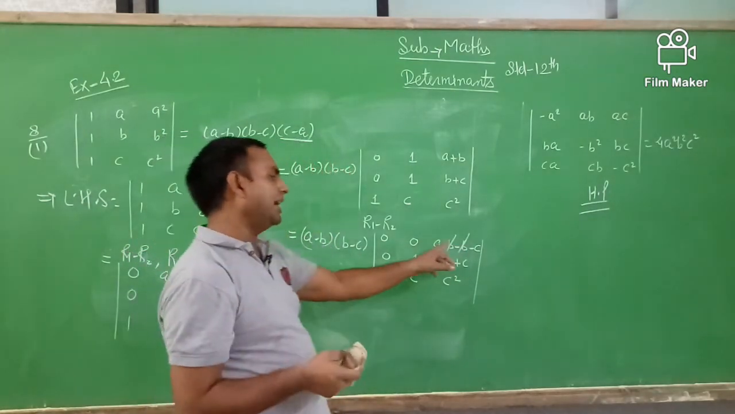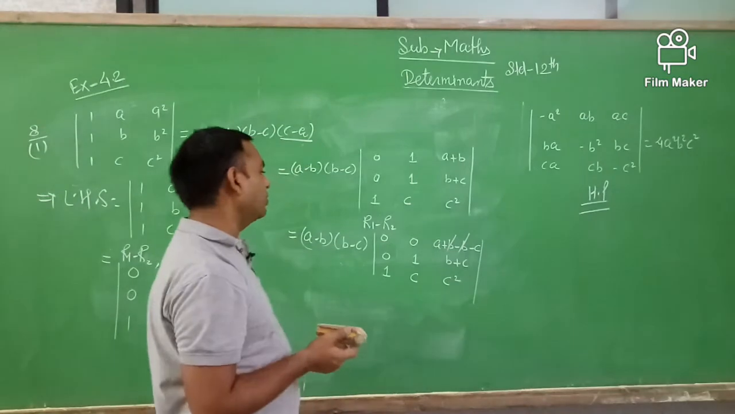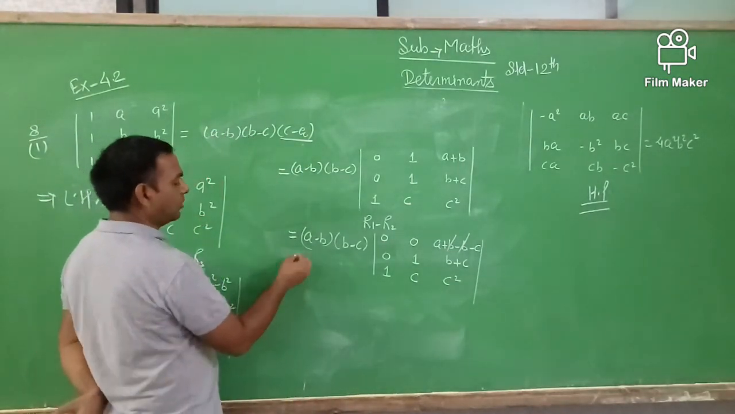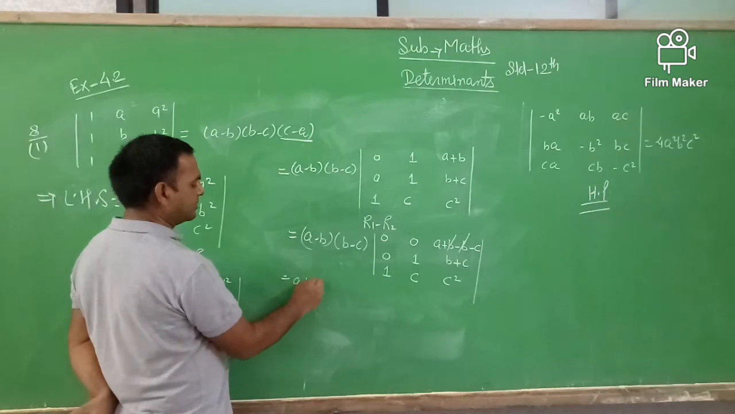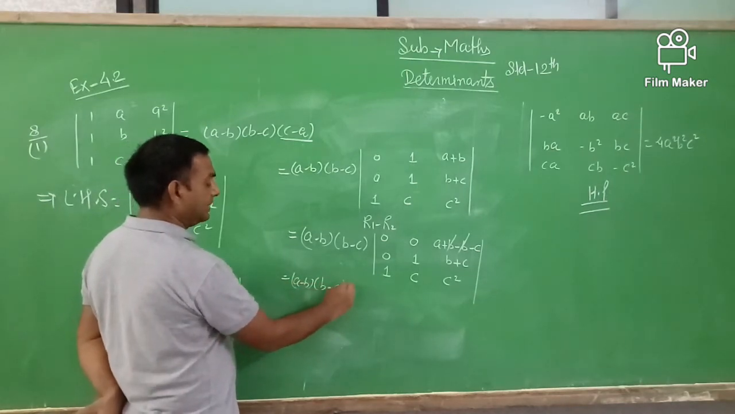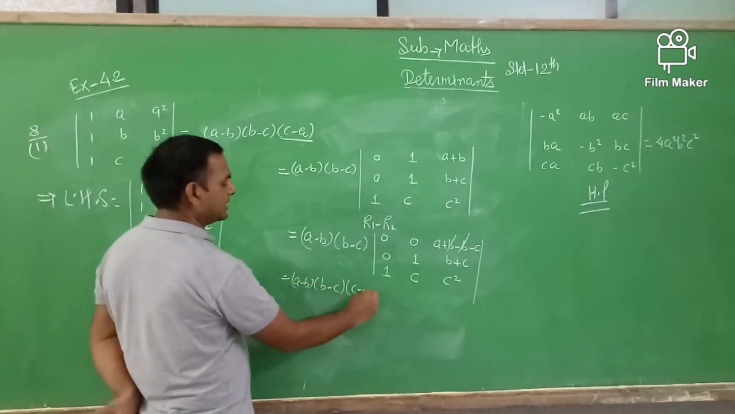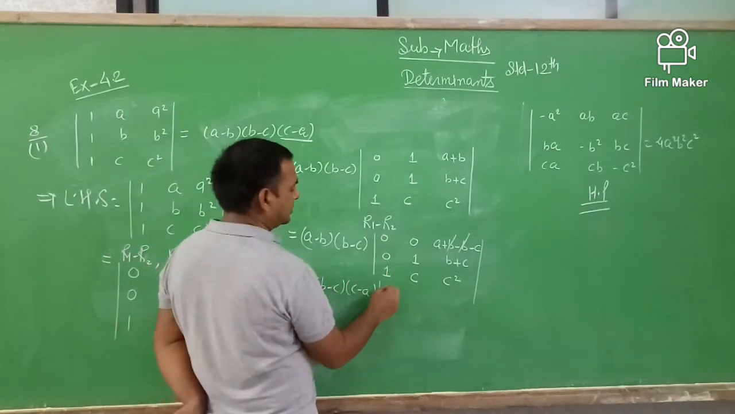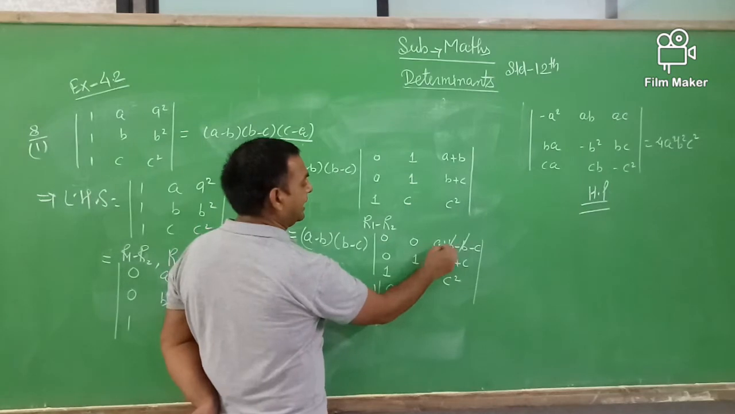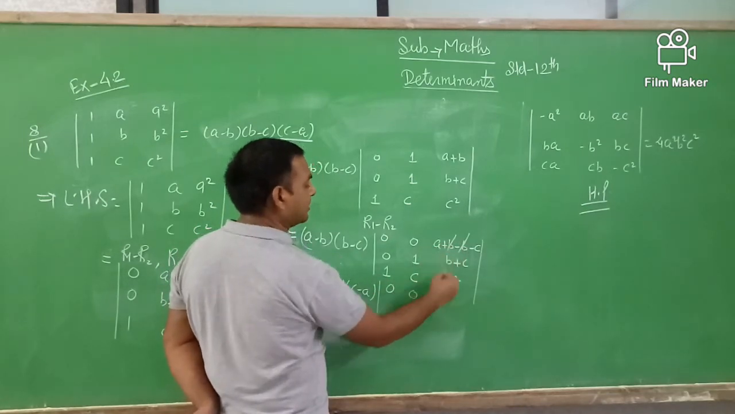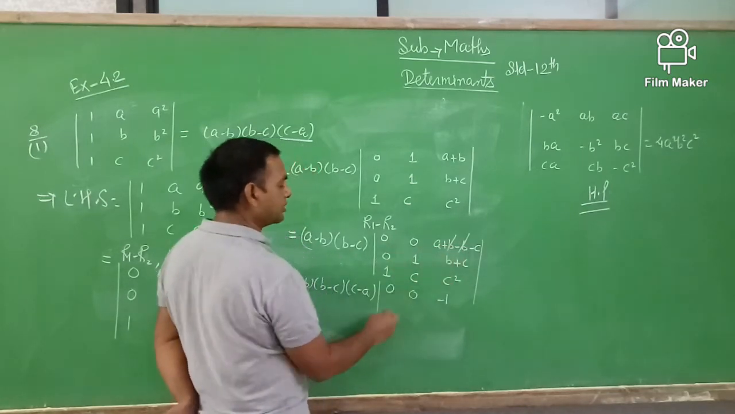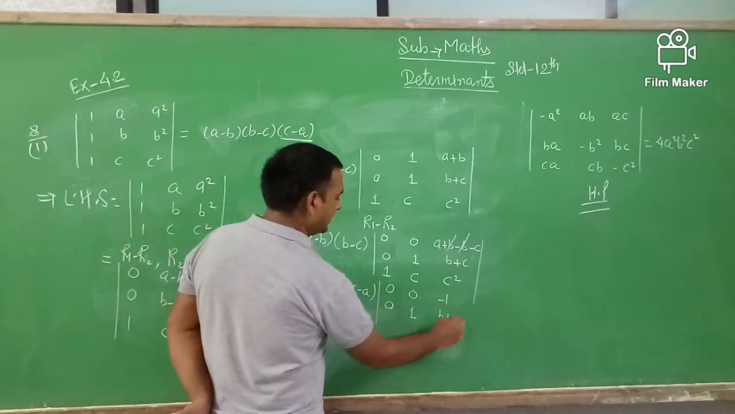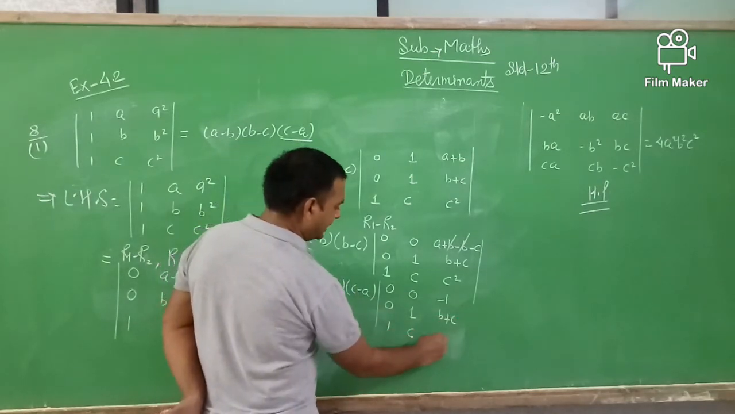This is a minus c, but I take the common c minus a. So a minus b, b minus c and then c minus a. So the remaining determinant's value is 0, 0. Here a minus c, but I take the common c minus a, so here is a minus 1. Then 0, 1, this is b plus c, and 1, c and c square.